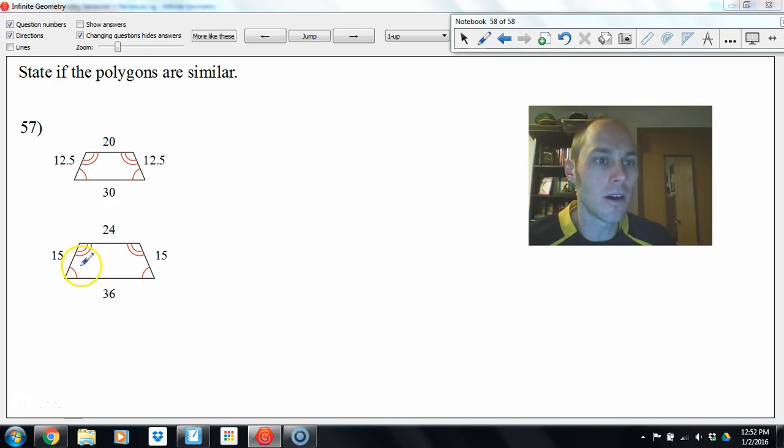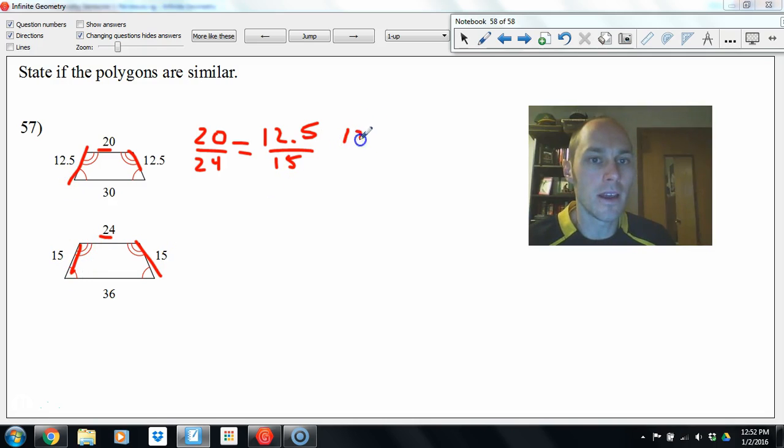If they're similar, all the angles are congruent, and the sides should be in the same ratio. So I can see that I have congruent angles. I just need to show that corresponding sides are proportional. So I match them up, 20 to 24. Do they all have the same ratio? Should be equal to 12.5 to 15. And I've got another 12.5 to 15. And then the fourth side is a ratio of 30 to 36.